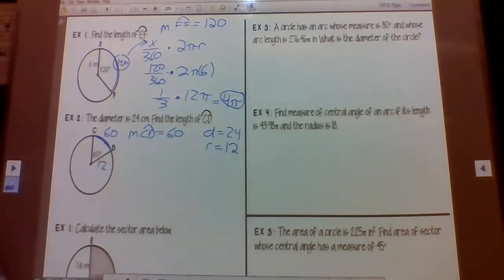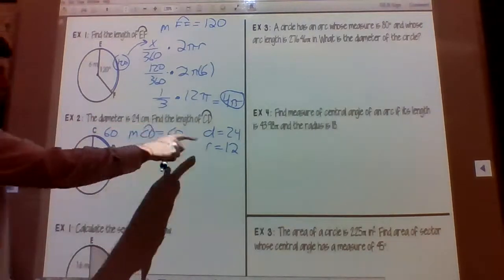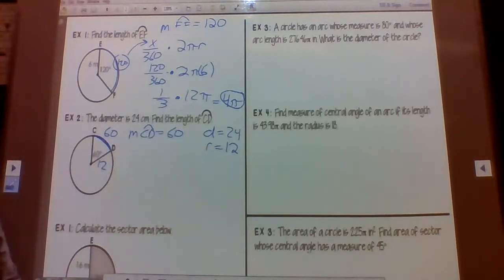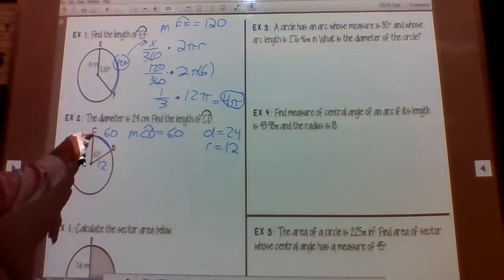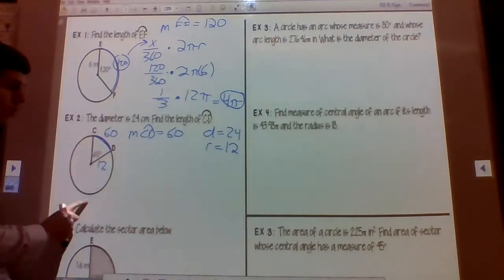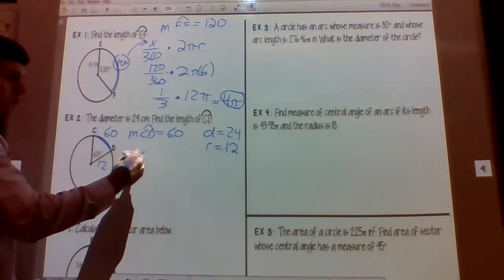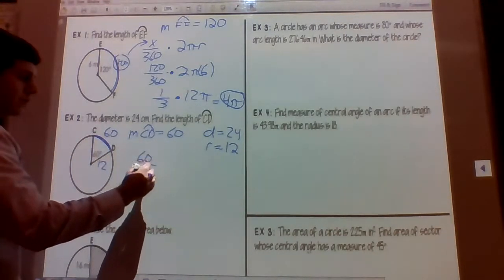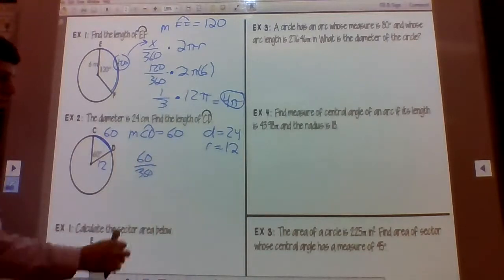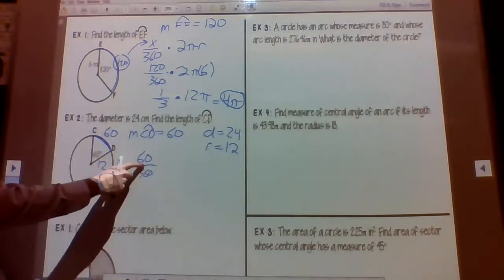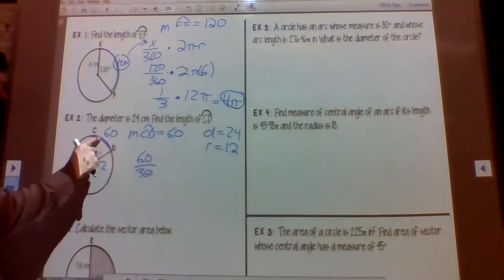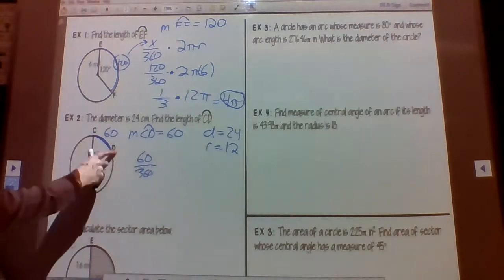The diameter divided by 2 is 12. Radius is half the diameter. The diameter is twice the radius. They're telling us the diameter is 24, so the radius is 24 divided by 2, which is 12. From there, we have 60 degrees. The arc is 60 degrees out of a total of 360. So we're only looking at 60 out of 360, which is a sixth. So we're looking at a sixth of the whole circle.